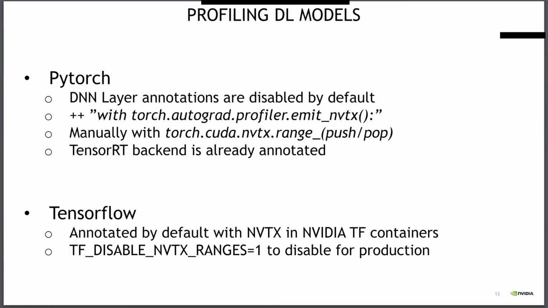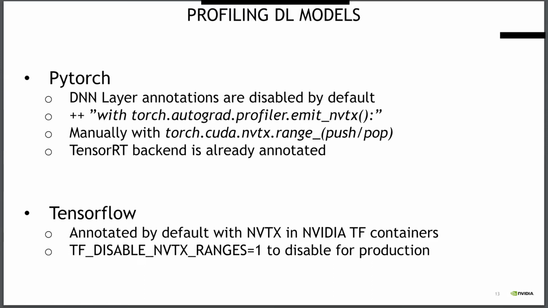First of all, for PyTorch, any of the DNN layers, the annotations are disabled by default. So if you want to profile at the level of your neural network, we have this simple torch autograd flag that you can throw on there to emit the NVTX. And then you'll get all the NVTX spit out in the profile, so you can start analyzing it.